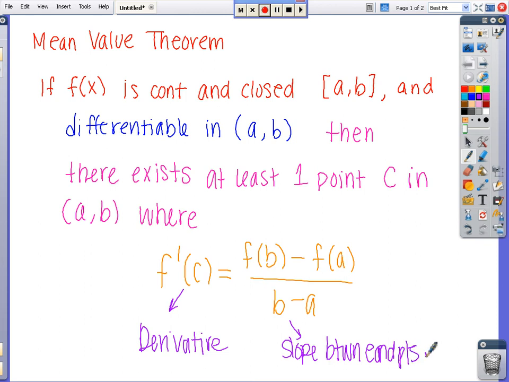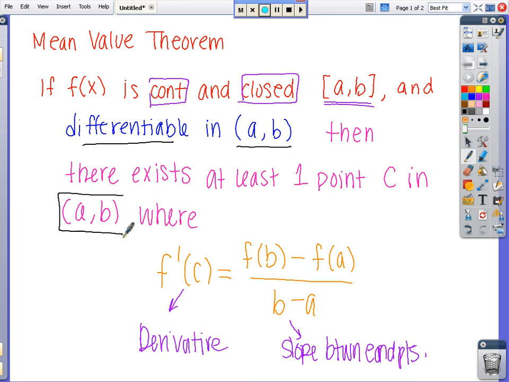So what we want to look at is the fact that the function has to be continuous on the closed interval, but only differentiable in the open interval, and the mean value theorem will hold for a point c in the open interval, meaning it can't be an endpoint. Mean value theorem helps to guarantee slopes.